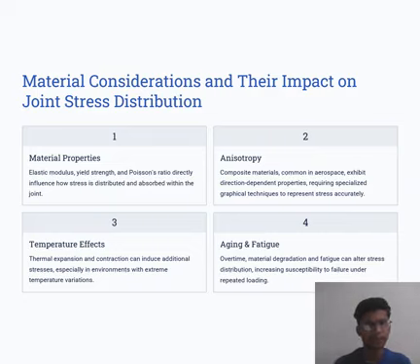Third, temperature effects: thermal expansion and contraction can induce additional stress, especially in environments with extreme temperature variations. Fourth, aging and fatigue: over time, material degradation and fatigue can alter the stress distribution, increasing susceptibility to failure under repeated loading.